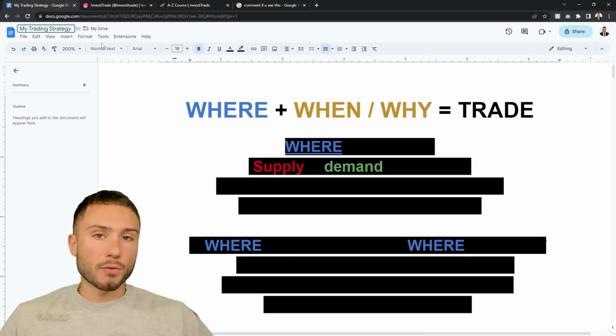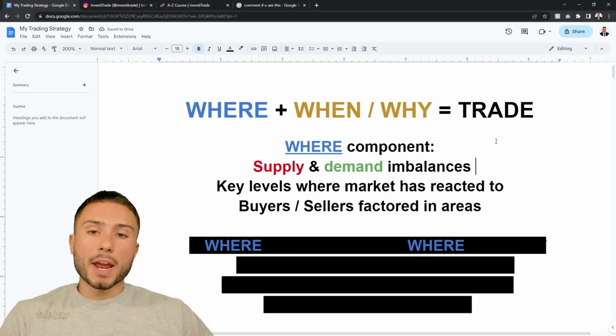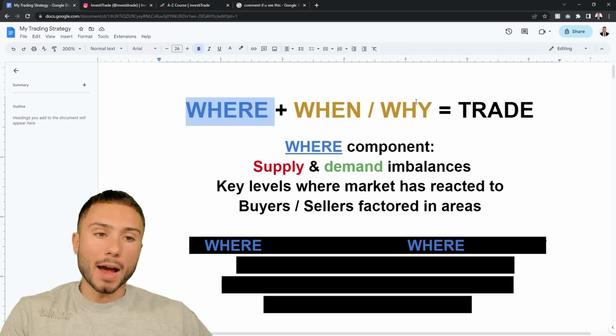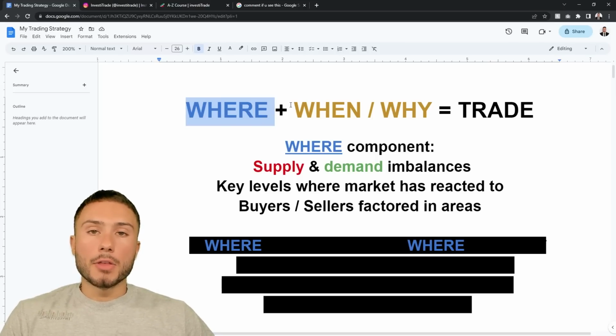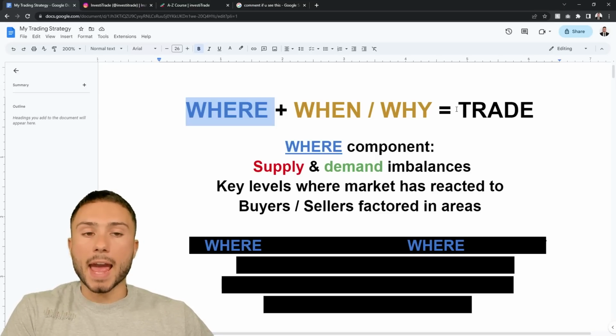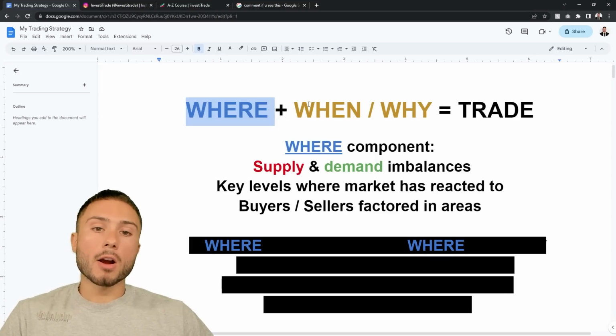But now, let's get right into the strategy. Let's first break this down into an equation. How I came up with this equation is: where plus when and why equals a trade. This is an equation, and without one side of the equation, we're not going to get the answer that we're looking for. So, where plus when and why equals a trade.